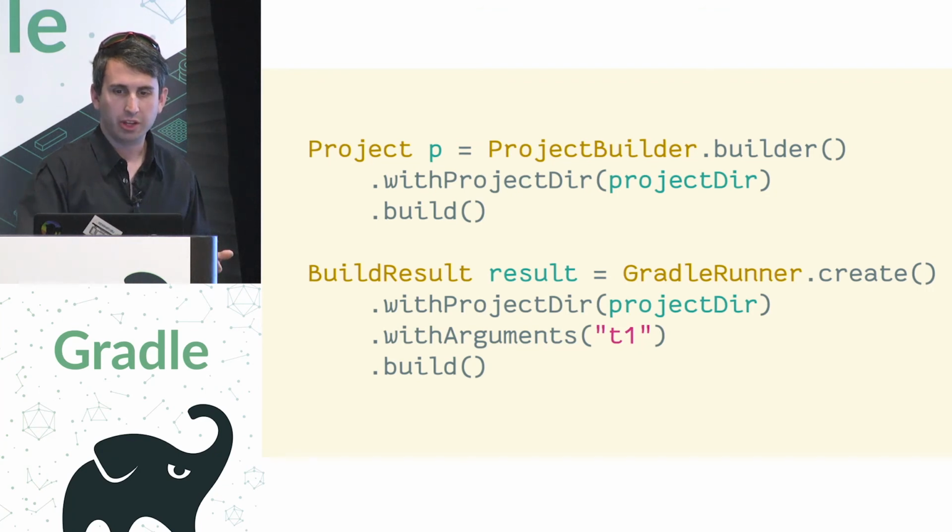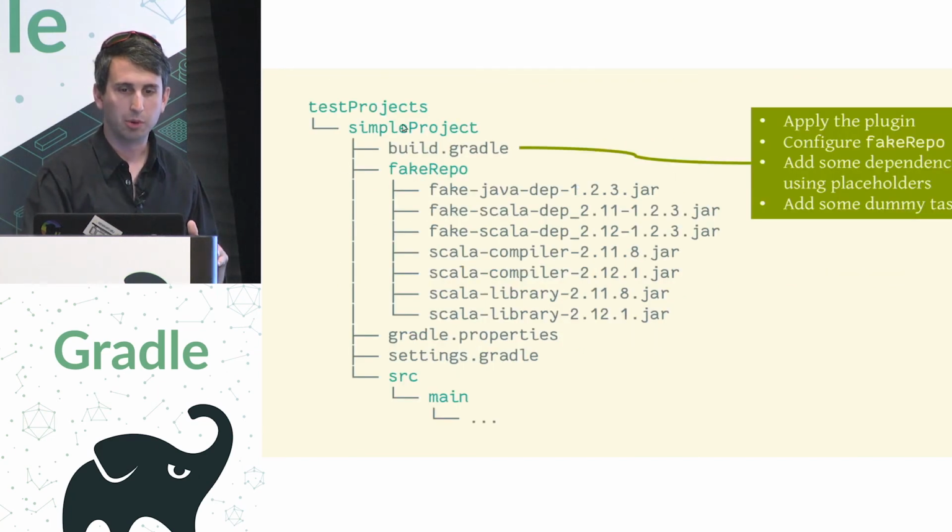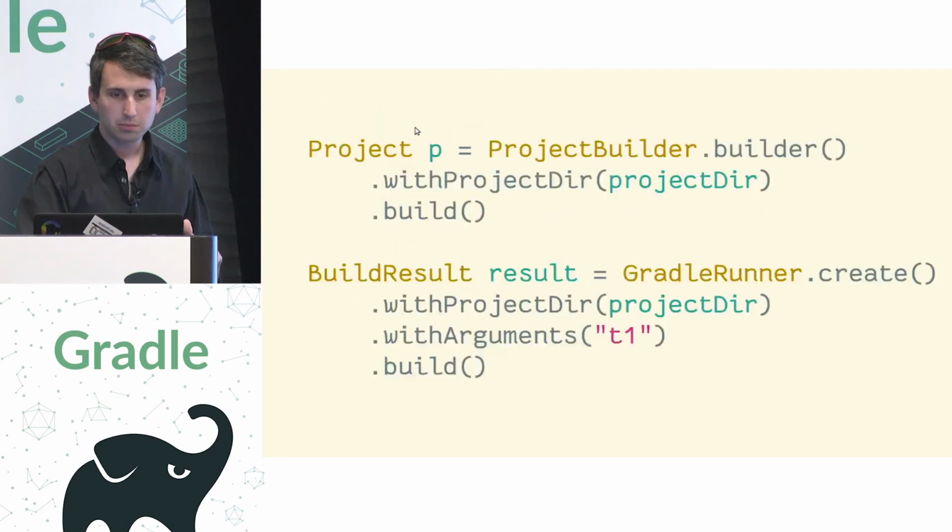Here's how you build those two different things. Pretty similar. Project builder, you can set the project directory here, so I set that to that top level simple project folder. Similarly with the Gradle runner, you set the project directory and the arguments you want to call it with, just like you would on a command line. And then this project object is just the project object you're used to from a Gradle file or developing plugins. This results object lets you inspect the build results and inspect the status of any given task and the overall build as well.